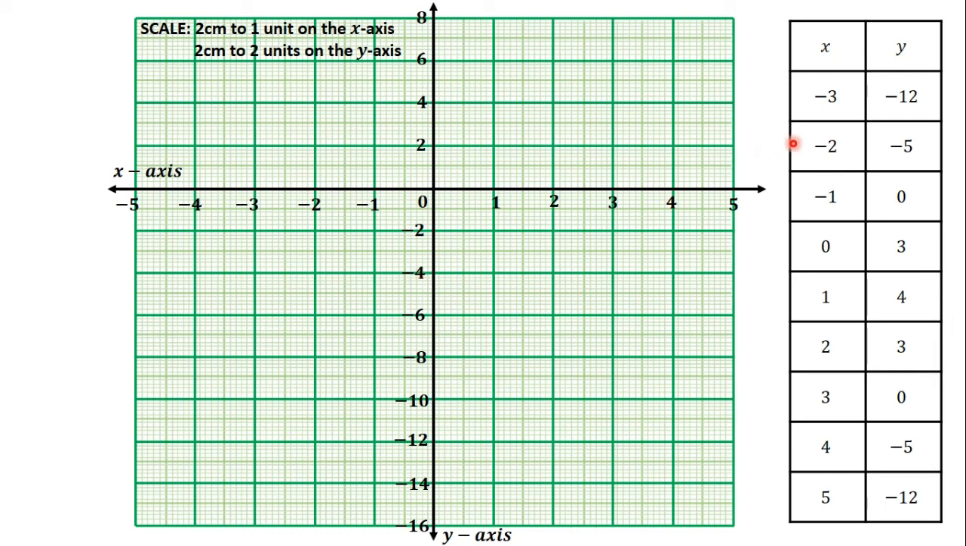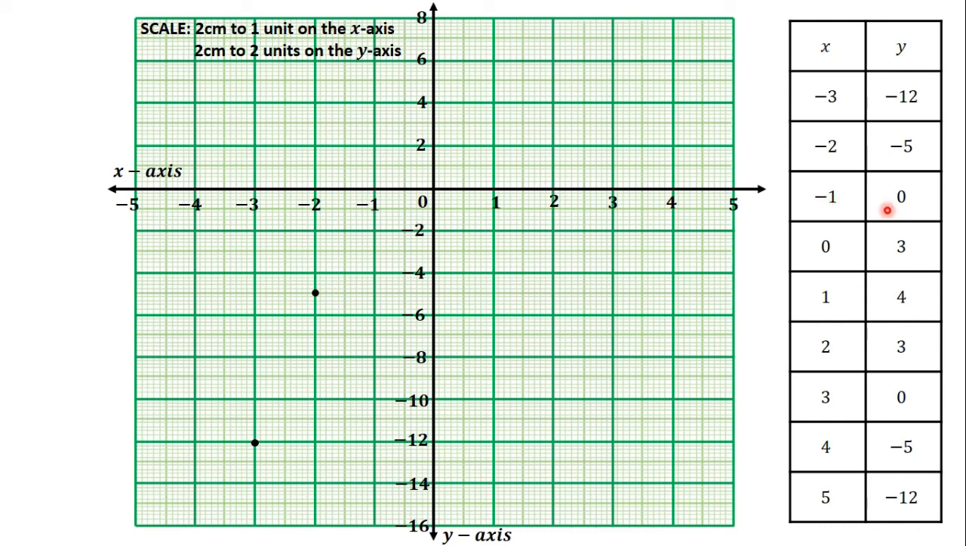Okay, so we can now plot our points on the graph sheet. The first point is minus 3, minus 12. So minus 3 on the x-axis and minus 12 on the y-axis. So we have the point minus 3, minus 12 here. The next one is minus 2, minus 5. So minus 2 on the x-axis, minus 5 on the y-axis. Minus 5 will be between minus 4 and minus 6. So we have the point minus 2, minus 5.